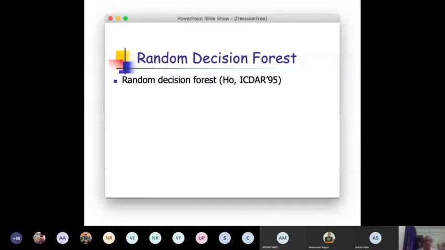The other interesting, powerful use of decision trees, which has now become mostly used instead of a single decision tree, is that you use a set of decision trees, and we call it a set of independent decision trees.